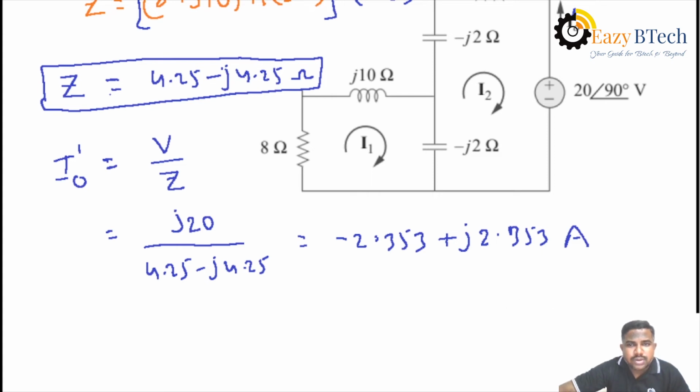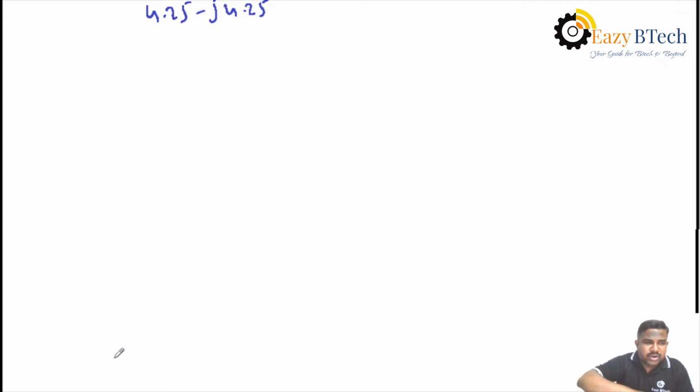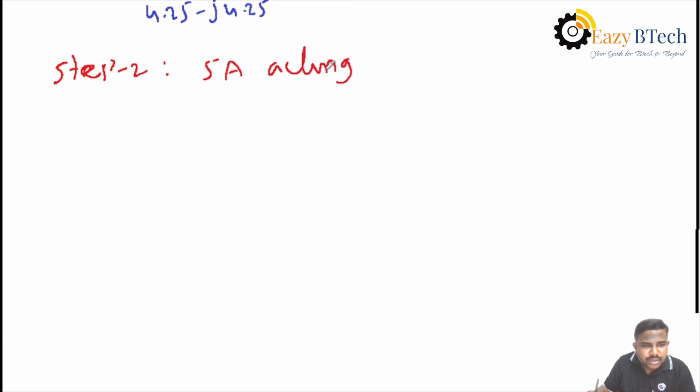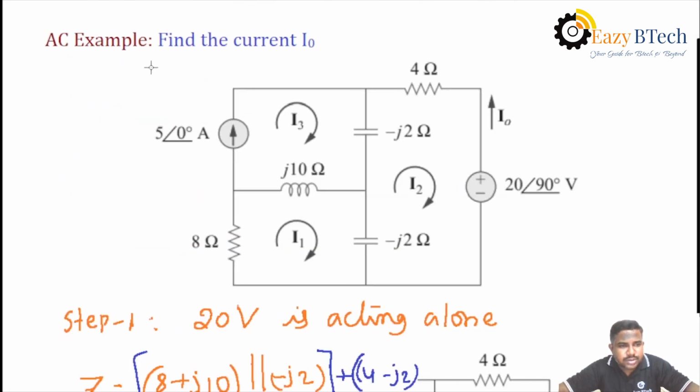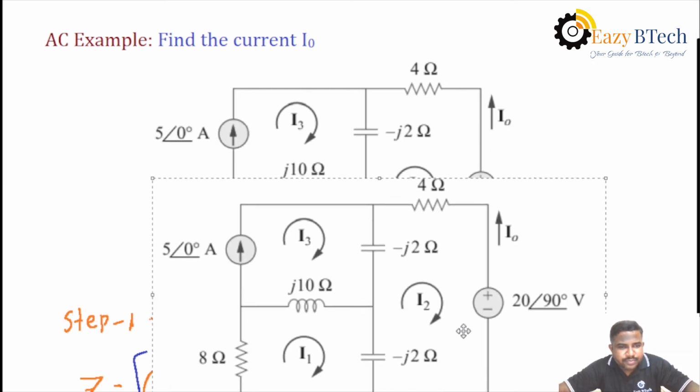Similarly, you can find the second case here. What is the second step? That is step 2. You consider only the 5 ampere source. The 5 ampere source is acting alone. Then the other source is the voltage source. How to eliminate the other source? You can simply eliminate the voltage source by taking a short circuit. Then again you can draw the equivalent circuit from the given circuit.